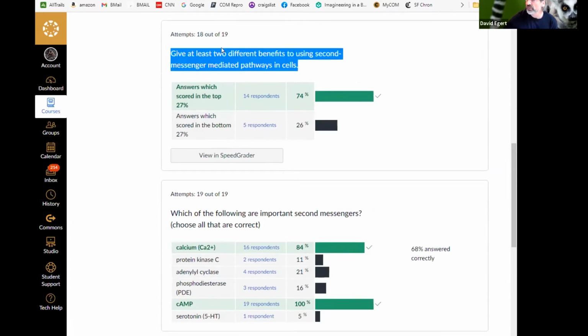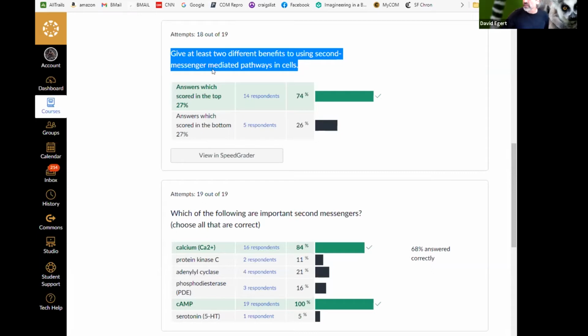Give at least 2 different benefits to using second messenger mediated pathways. A lot of people got this one, but some people did not. Some people, when they answered this question, just gave me parts of the process, like create cyclic AMP. And that's part of a second messenger pathway, but it's not a benefit.